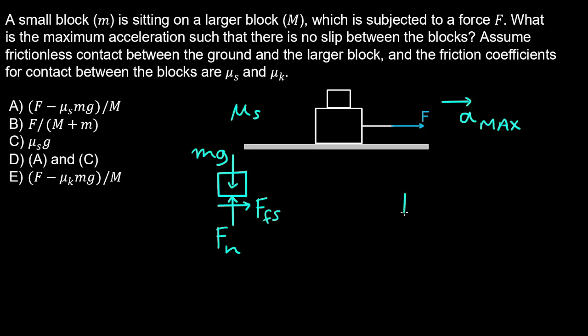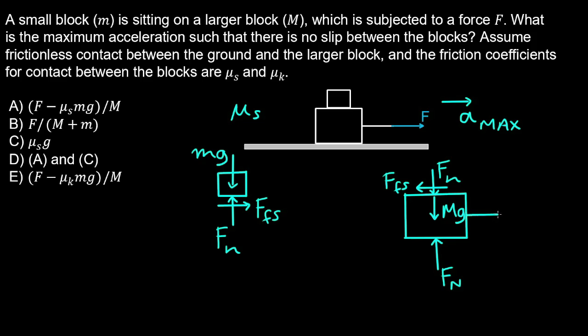And if we take a free body of the larger block, by Newton's third law, we have an equal and opposite static friction force and an equal and opposite normal force. So these are the contact forces. And we have the force of weight acting at the center of mass and a normal force preventing this block from sinking into the ground. And we have the force F acting to the right.